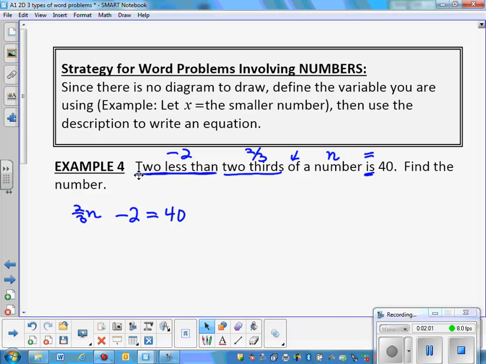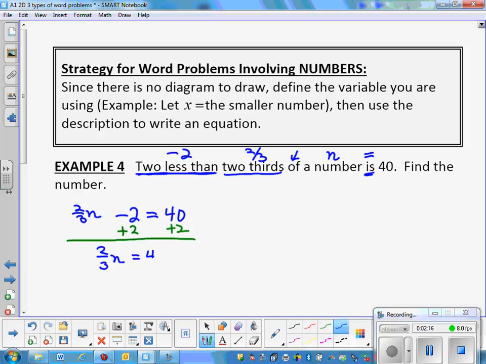I need to solve it. We could multiply by 3, but it's pretty easy to add 2 to both sides. That will leave us with 2/3 n is equal to 42. Then to finish solving, since I have a fraction, I can multiply by its reciprocal. So 3/2 times 2/3 n and 3/2 times 42.